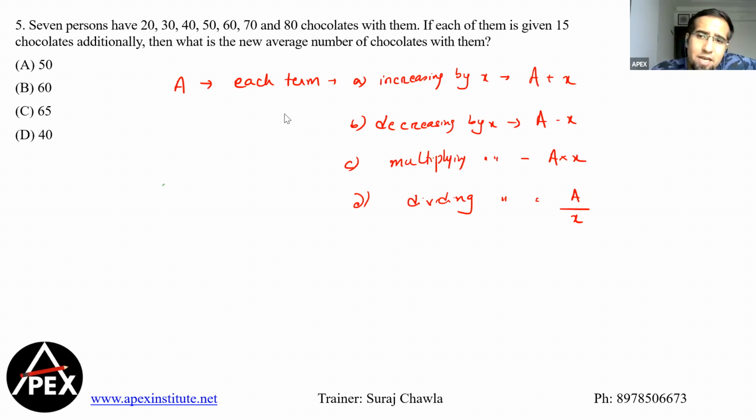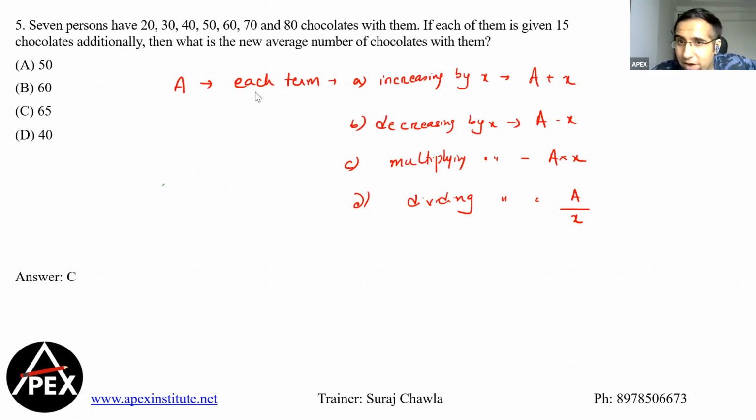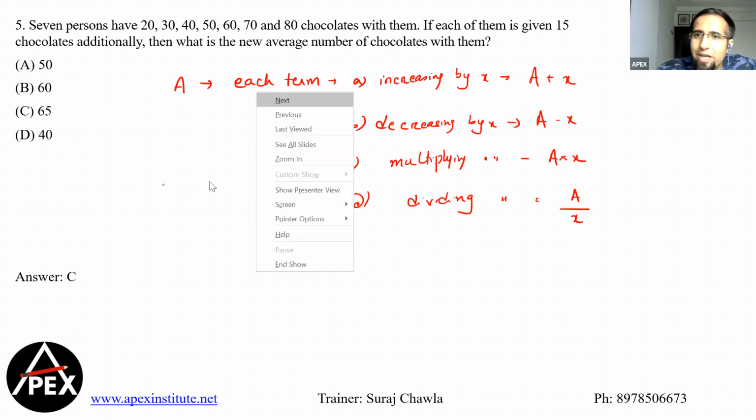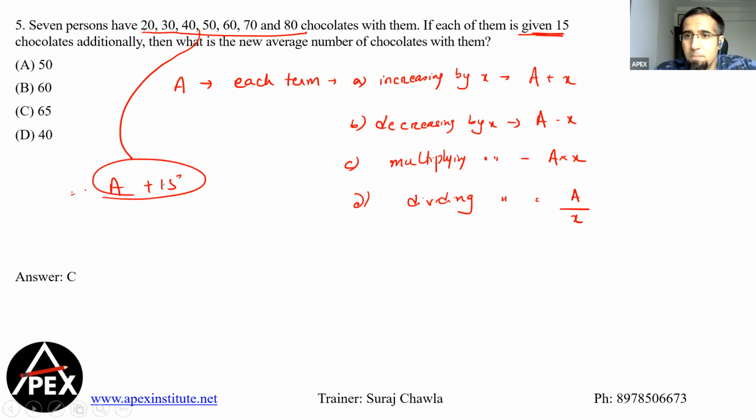Now, if you have a series in arithmetic progression, there are shortcuts to calculate the average. So for this question, if I know this model, I don't need to do much. I first calculate the average of this series. Each term is increased by 15, so whatever average you get here, plus 15 should be your new average. You need not write 50 plus 15, 50 plus 15.